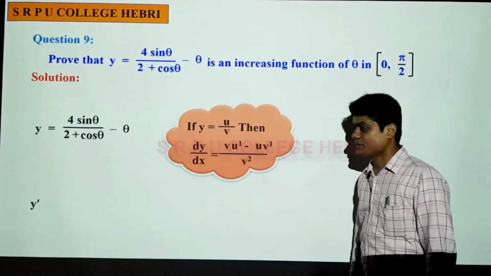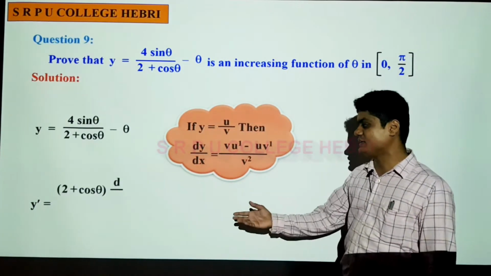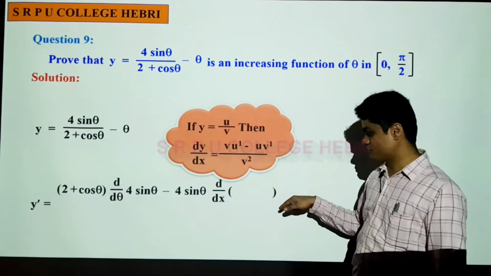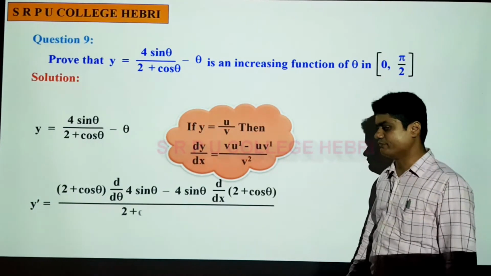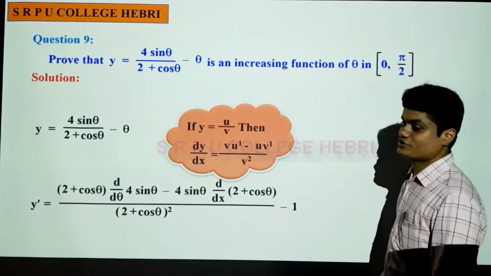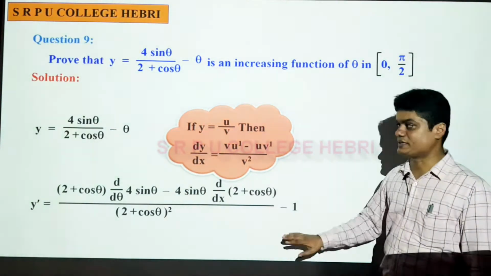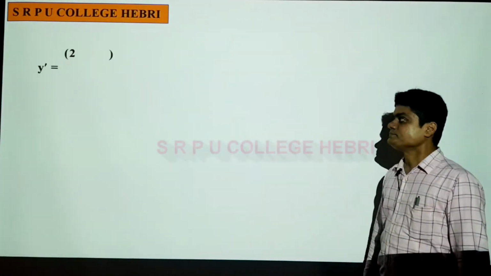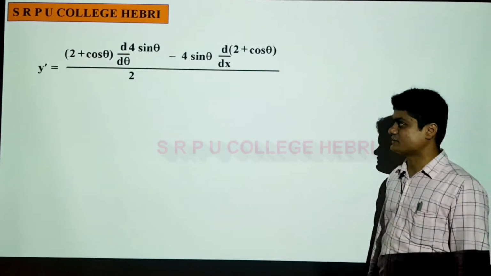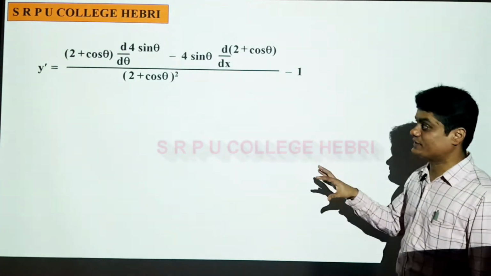So y dash is equal to, applying the quotient rule, with 2 plus cos theta as v: v times differentiation of u, minus u times differentiation of v, divided by v square. Correct? And don't forget that the differentiation of theta is equal to minus 1. So again I will display the previous step, which is in the previous line. Now continue differentiation as well as simplification.